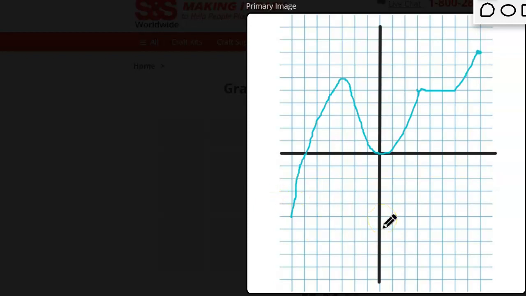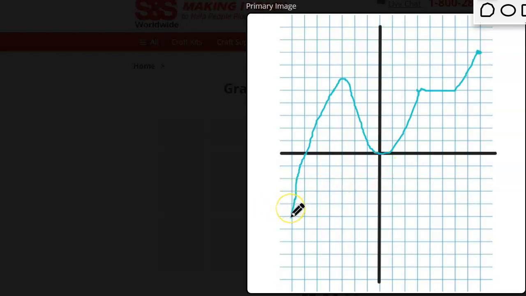So we're going to look at intervals of increase, decrease, and intervals where our graph is constant. We're also going to look at minimums and maximums. So let's take a look at this graph. An increasing interval will be where the graph is rising from left to right.